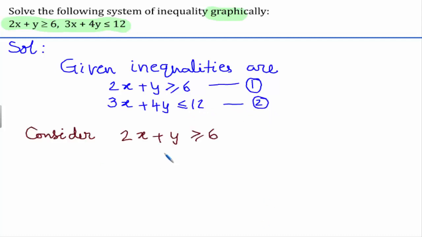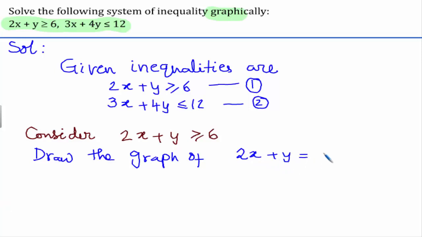Let us consider the first inequality 2x plus y greater than or equal to 6. To find out the solution of this inequality, we have to draw the graph of 2x plus y is equal to 6. So if we convert this into y is equal to mx plus c form, we get y is equal to 6 minus 2x.